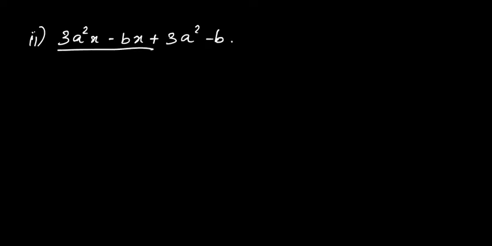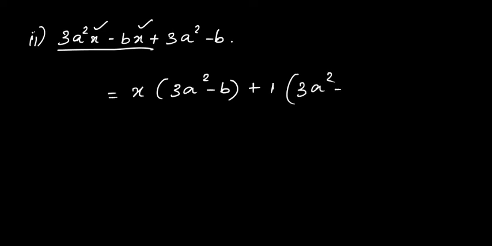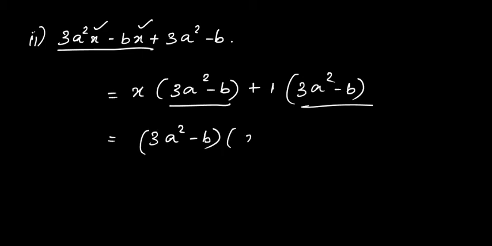Second question, 3a square x minus bx plus 3a square minus b. So here, if you look at the first two terms, we can take x as common. So when we take it out, we'll be left with 3a square minus b plus. So from 3a square minus b, we can take number 1 as common. So when we take it out, again we'll be left with 3a square minus b. Since 3a square minus b is common, so take it out, write it first, and then write the remaining terms. So the remaining terms are x plus 1.